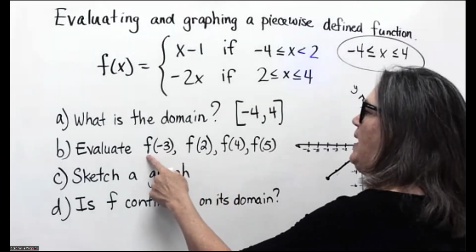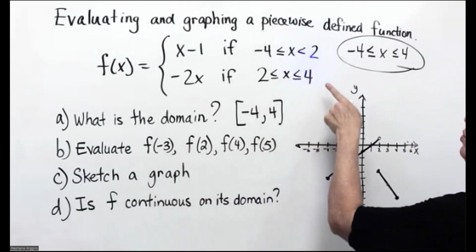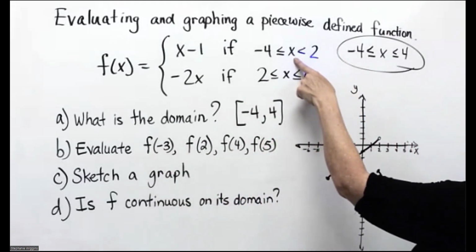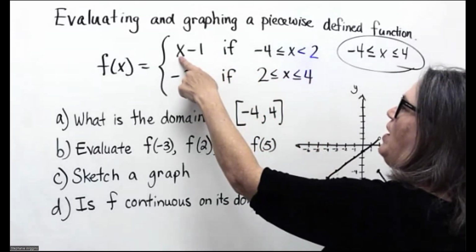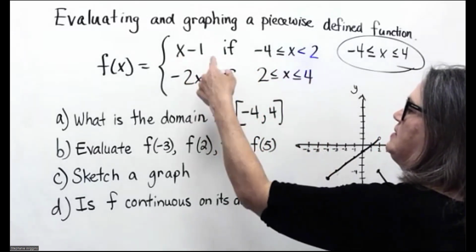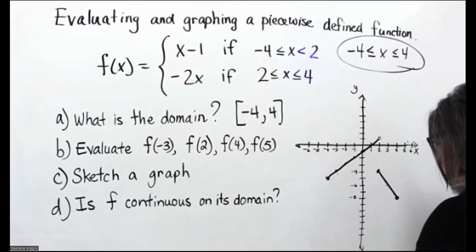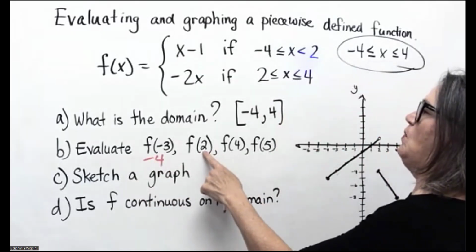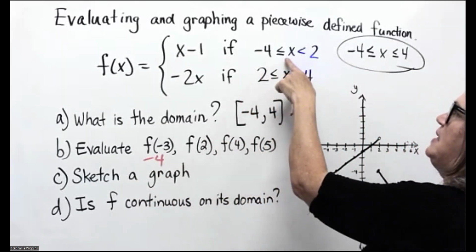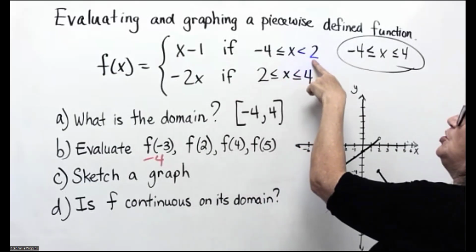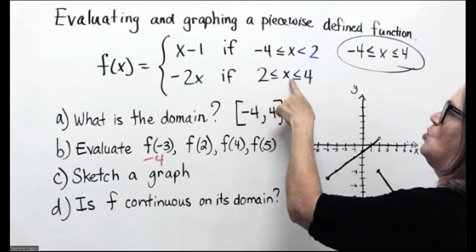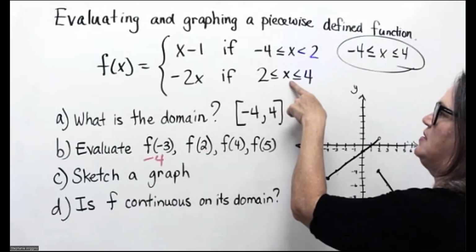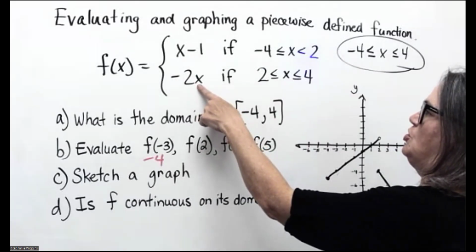And so we're going to evaluate f at -3. We have to decide, where does -3 lie? Well, it lies in this interval. And so we're going to plug -3 right here for x. -3 minus 1 is -4. And so the answer to f of -3 is -4. Now evaluating 2, I look and I see that x is strictly less than 2, but here x is greater than or equal to 2. So if I'm evaluating at 2, I'm going to pick this function and plug in 2.